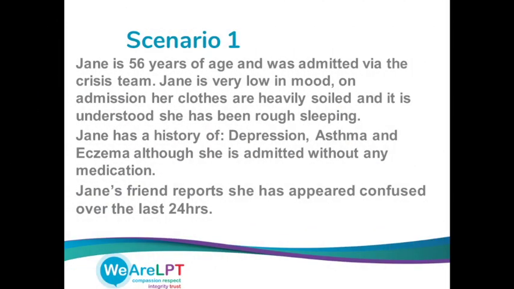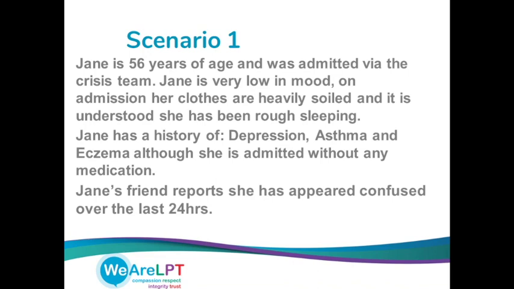Jane is 56 years of age and was admitted via the crisis team. Jane is very low in mood on admission, her clothes are very heavily soiled, and it is understood that she has been rough sleeping. Jane has a history of depression, asthma and eczema, although she is admitted without any medication. Jane's friend reports she has appeared confused over the last 24 hours. Ask yourself and have a think about what the possible infection risk could be here.